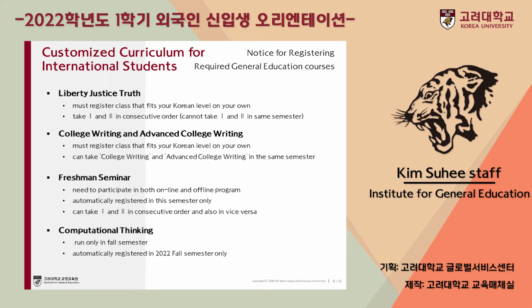For freshman seminar, you need to participate in both online and offline programs. And in this semester, Freshman Seminar 1 would be automatically registered in your course registration system, but you have to register Freshman Seminar 1 or 2 on your own from next semester. And we recommend you check that Freshman Seminar is registered in your system properly, even though it would be registered automatically. Computational Thinking runs only in 4 semester, and it will be automatically registered in 2022 4 semester only.